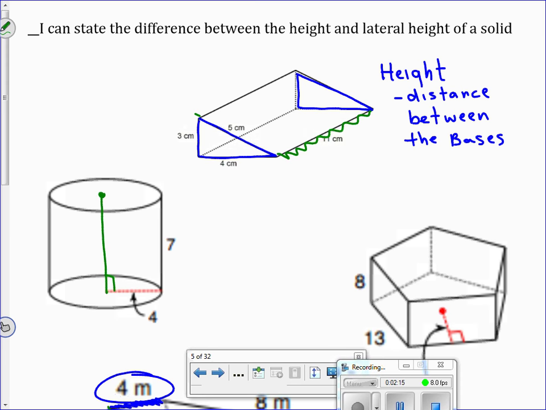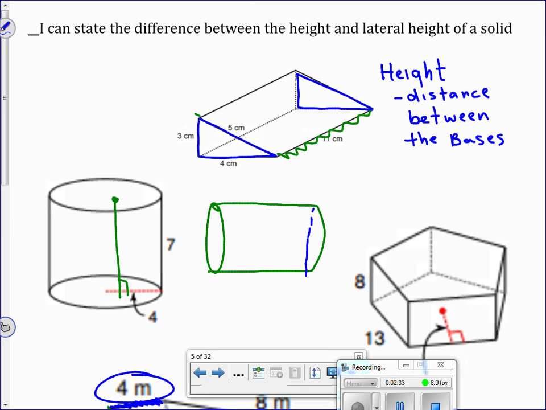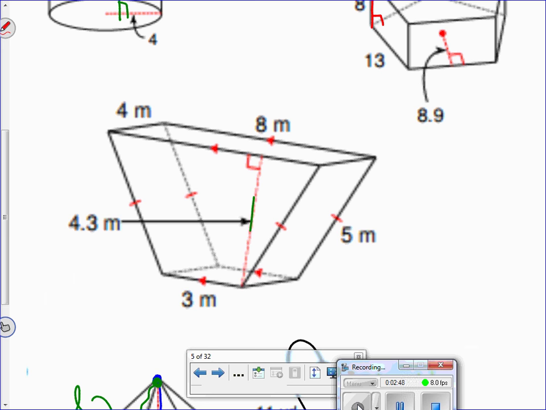The height of the cylinder is the distance between the two bases, once again. In this case, the height is the sides. It doesn't matter if this cylinder is laying on its side. The height is still the distance between the two bases, measured as a perpendicular. The height on this pentagonal prism, once again, is the distance between the two bases, given over here on the edge. See if you can take a look at this trapezoidal prism and identify where the height is.